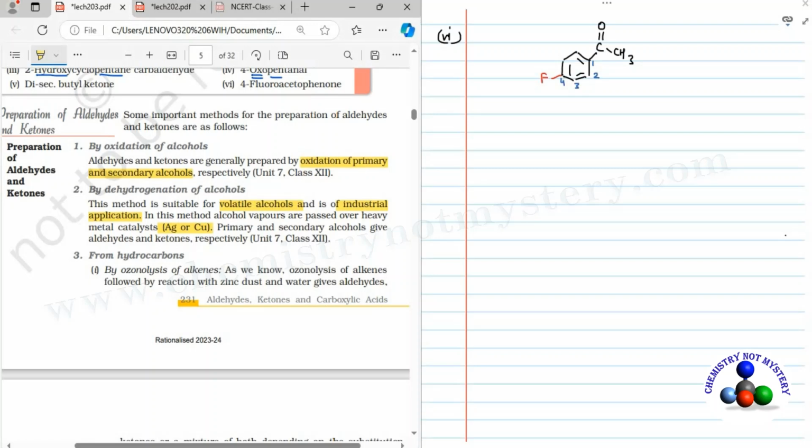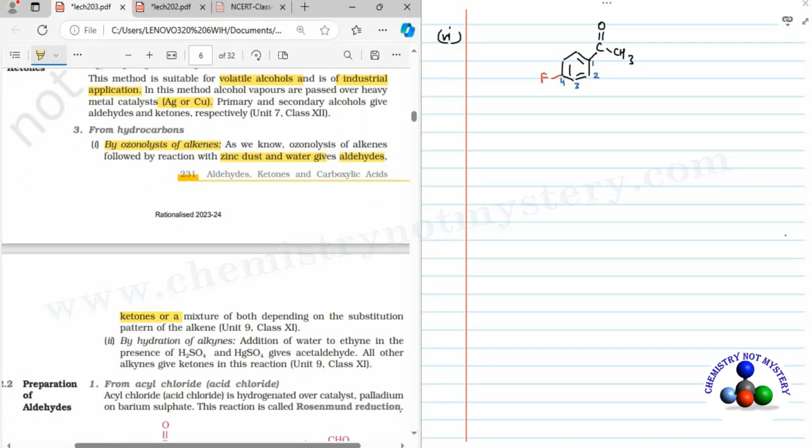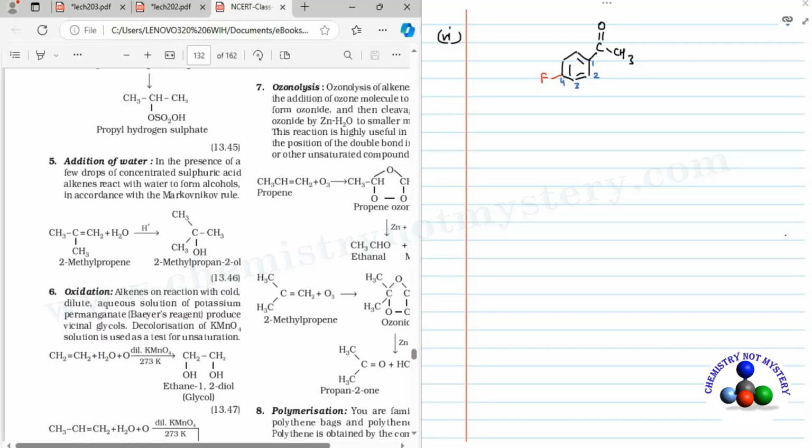Third method is given from hydrocarbons. The first method is given by ozonolysis of alkenes. As we know, ozonolysis of alkene followed by the reaction with zinc dust and water gives aldehyde, ketone or a mixture of both depending on the substitution pattern of alkene. This is discussed in chapter 9 of 11th standard. So let's open chapter 9 of 11th standard.